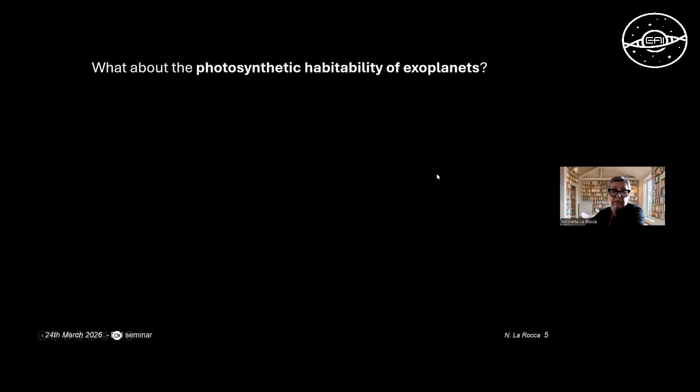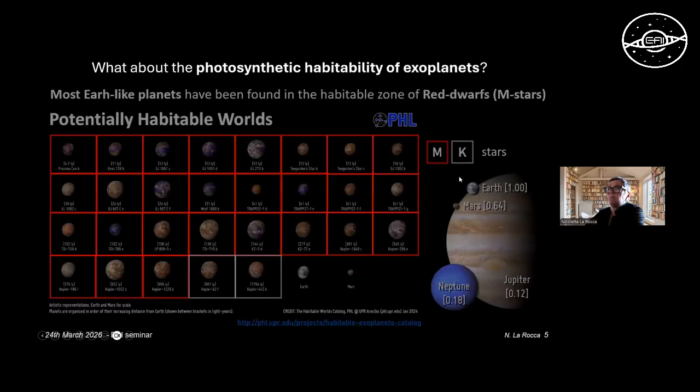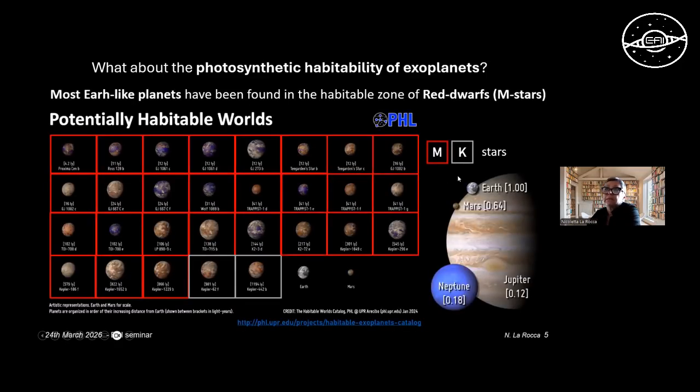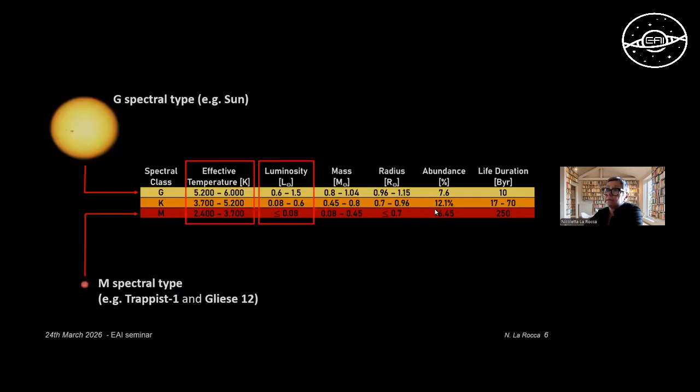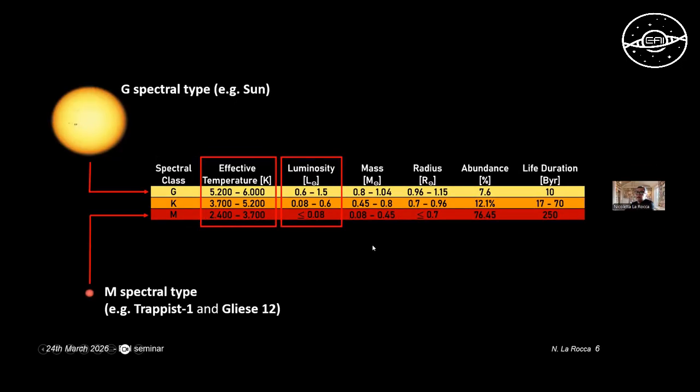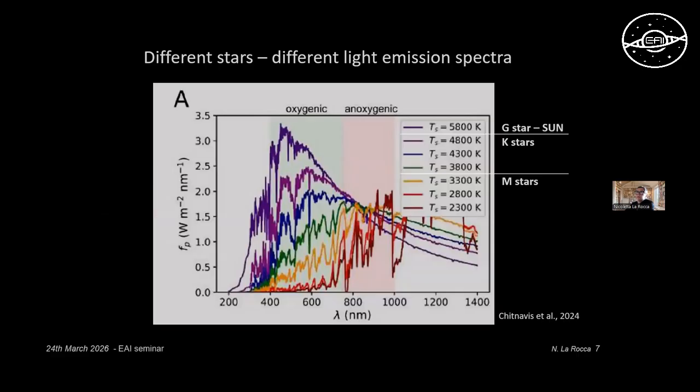photosynthetic habitability in exoplanets? Most of the potentially habitable planets have been found around red dwarfs, also called M-type stars, and only a few orbiting K stars. In both cases, these types of stars, compared to our Sun, that is a G-type star, are characterized by a lower luminosity, a lower temperature, and, most important, a very different light spectrum.